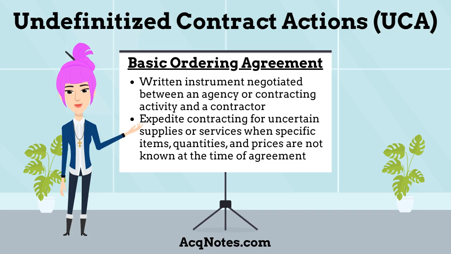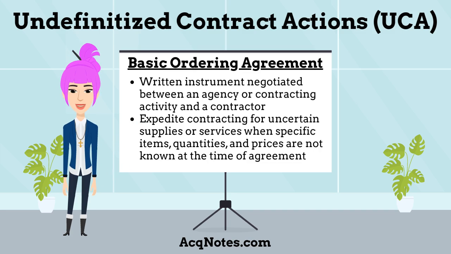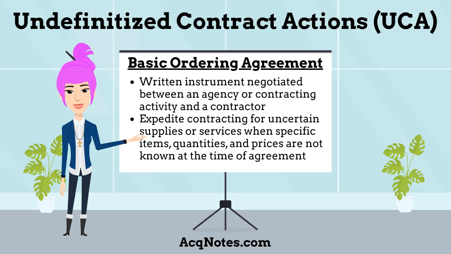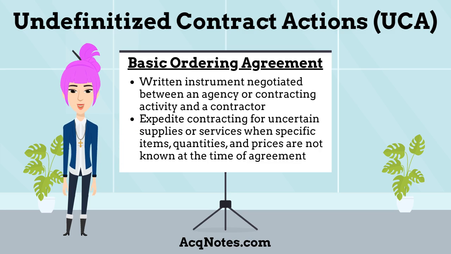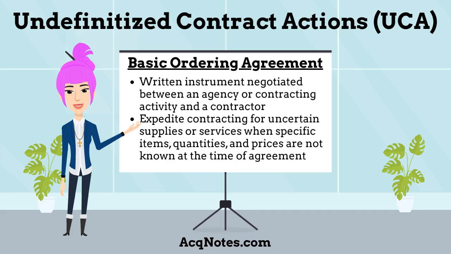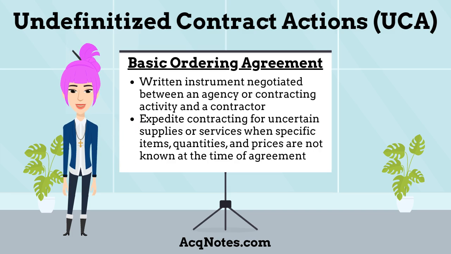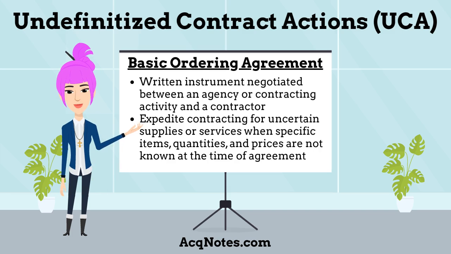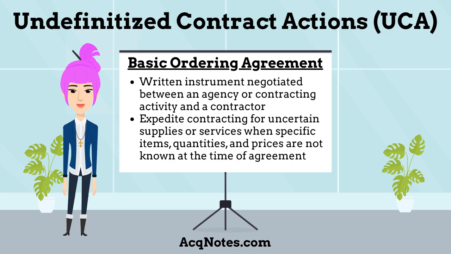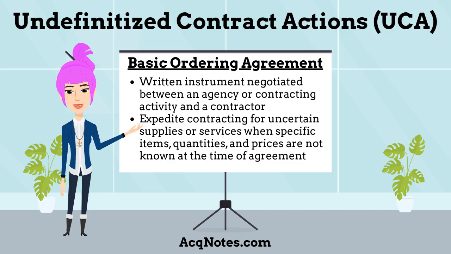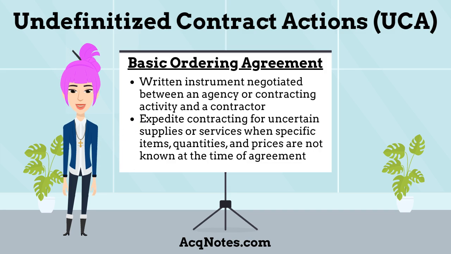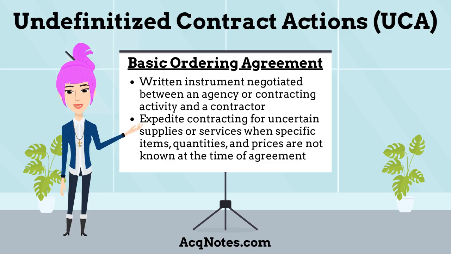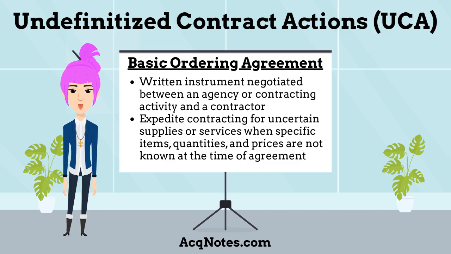Another commonly used undefinitized contract action is the use of a basic ordering agreement. A basic ordering agreement is a written instrument of understanding, negotiated between an agency or contracting activity and a contractor. This agreement may be used to expedite contracting for uncertain supplies or services when specific items, quantities, and prices are not known at the time the agreement is executed. A letter contract and basic ordering agreement are the two main undefinitized contract actions that are used the most.